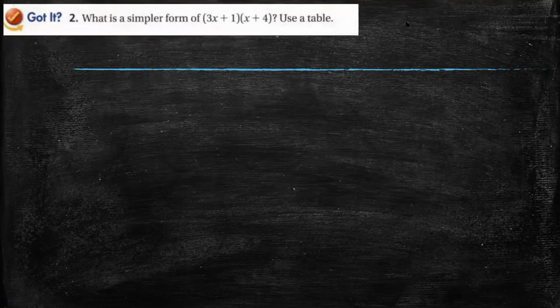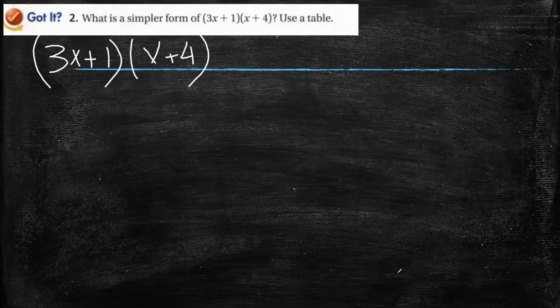The second one here, I have 3x plus 1 and x plus 4. Look at the first one here. We have 3x plus 1 and x plus 4. So how many terms we have for the first one? They are binomial, so they are supposed to be 2. And the second one is also binomial, so it is 2.